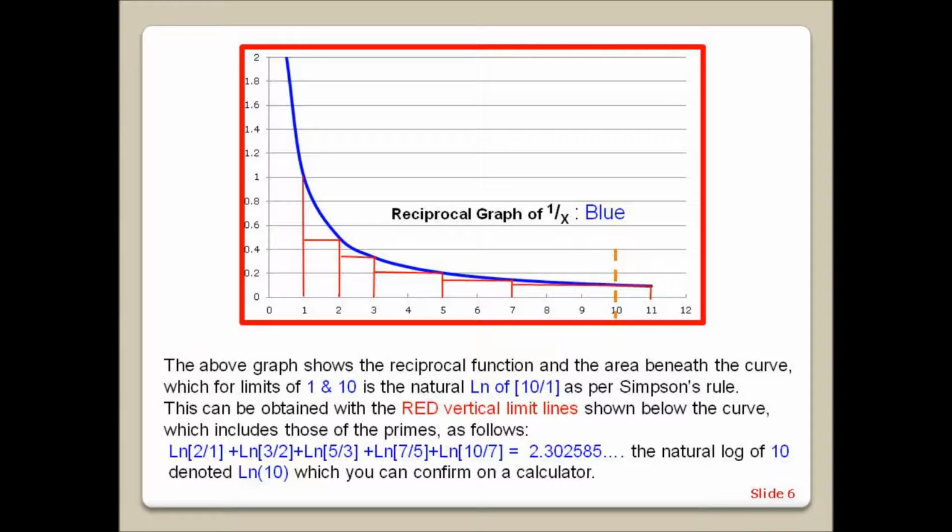natural log of 2 divided by 1 plus the natural log of 3 divided by 2 plus the natural log of 5 divided by 3 plus the natural log of 7 divided by 5 plus the natural log of 10 divided by 7 is equal to 2.302585, the natural log of 10, denoted ln 10, which you can confirm on a calculator.